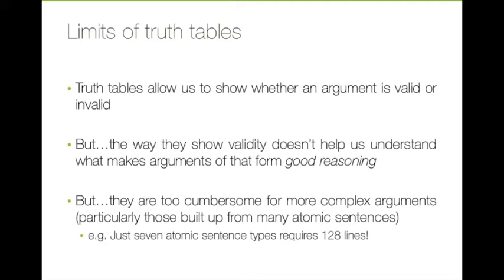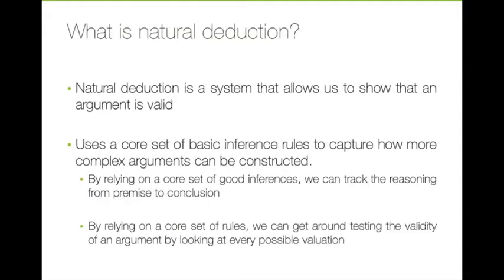The second issue with truth tables is just that as arguments get more complex, it's really easy for truth tables to get outrageously long really quickly. For example, if you have an argument with just 7 different atomic sentences, that would require a 128 line long truth table, and I don't think any of you would be happy doing one of those. The system of natural deduction will be our replacement.